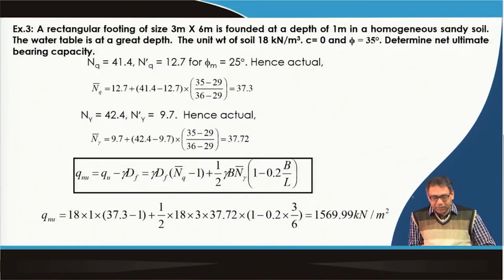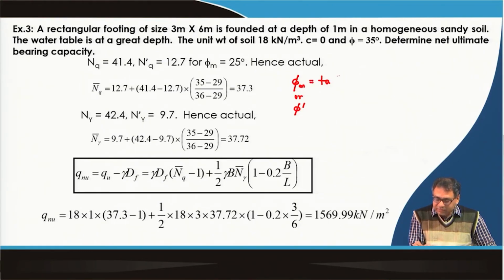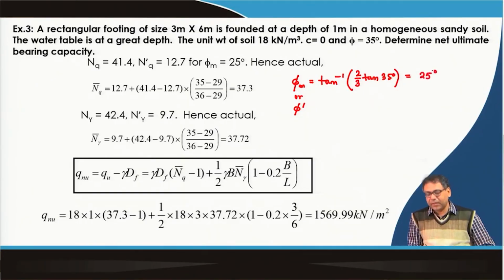So, first what we will do, because here our phi value is given as 35 degree, we will calculate the phi dash or phi m. In the same way, we can calculate that phi m or phi dash, which is equal to tan inverse of 2/3 of tan 35 degree, and that is coming out to be 25 degree here. Okay.